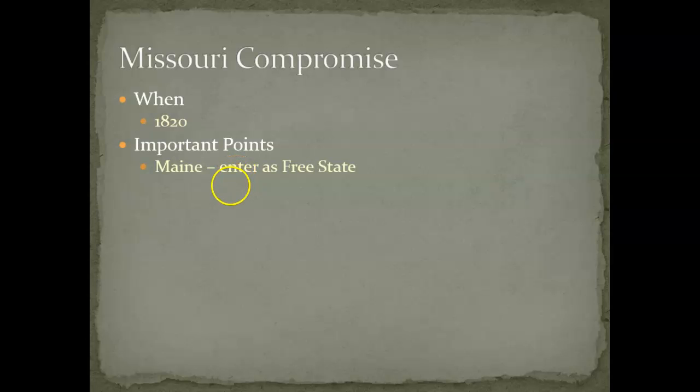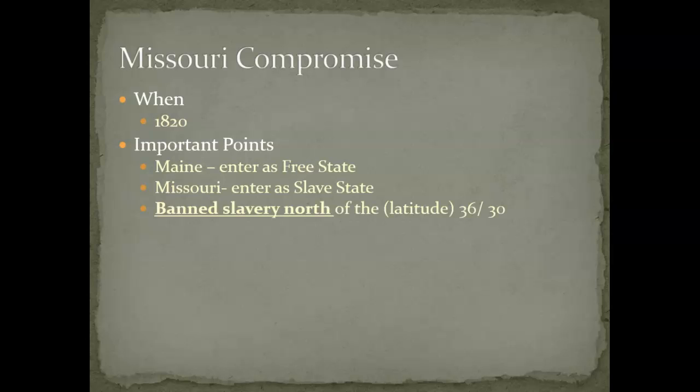So Maine is going to enter as a free state, Missouri is going to enter as a slave state, but what Clay does is approach the larger issue of how to break up and divide that large area of territory that was the old Louisiana Purchase. And so what he gets accomplished is he gets the Senate and the House to agree to banning slavery north of a certain line in that territory. And that line is going to be the 36 degree, 30 minute line of latitude.